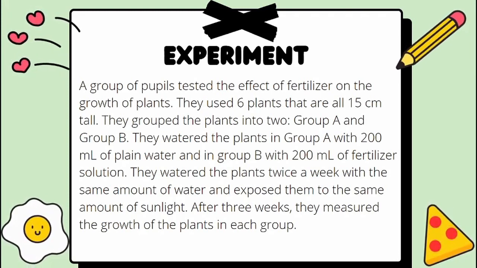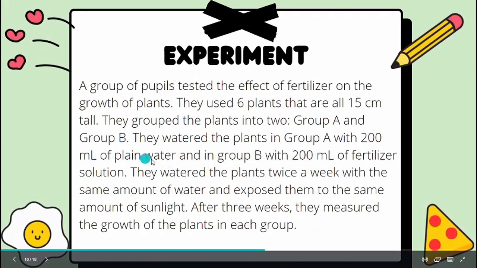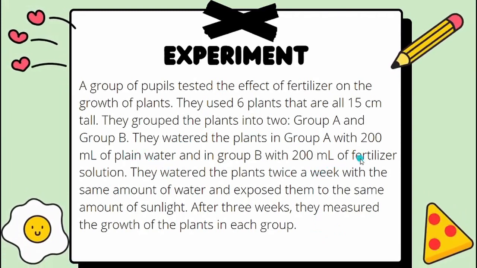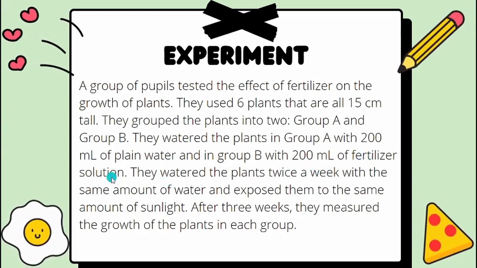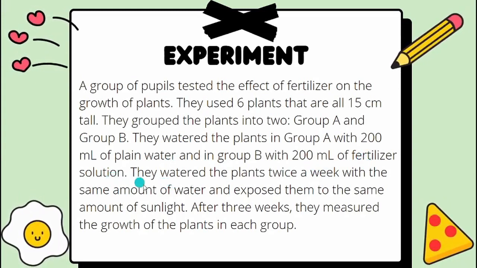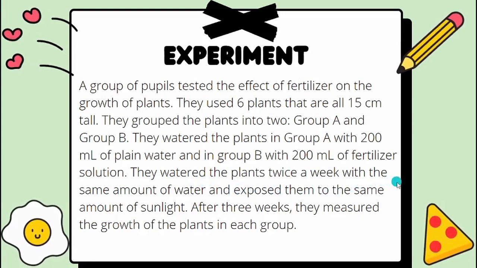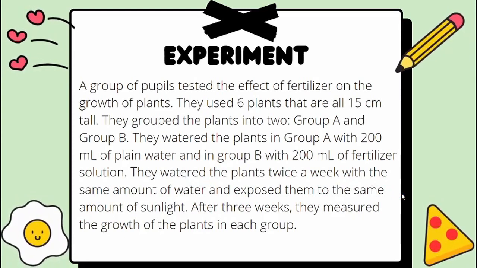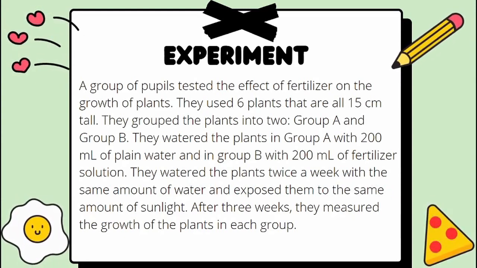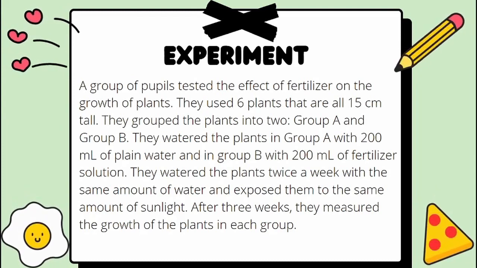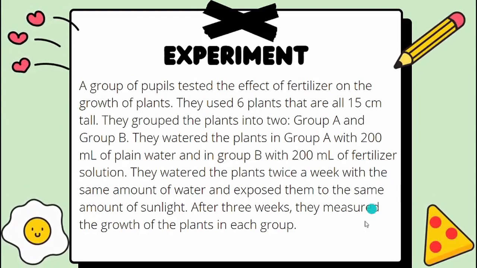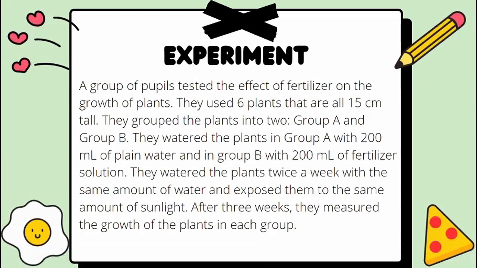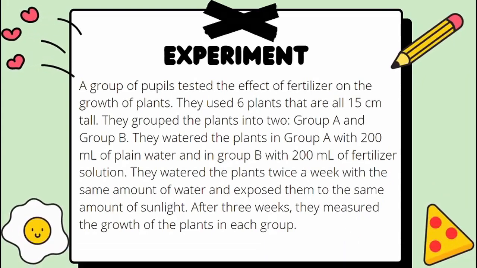They watered the plants in Group A with 200 ml of plain water and Group B with 200 ml of fertilizer solution. So, nakita nyo doon sa isa, water ang lagay. Dito naman, water din but with fertilizer, kaya fertilizer solution ang tawag. They watered the plants twice a week with the same amount of water and exposed them to the same amount of sunlight. And after 3 weeks, they measured the growth of the plants in each group. So this is how you write the experimental procedure. Very easy, right?